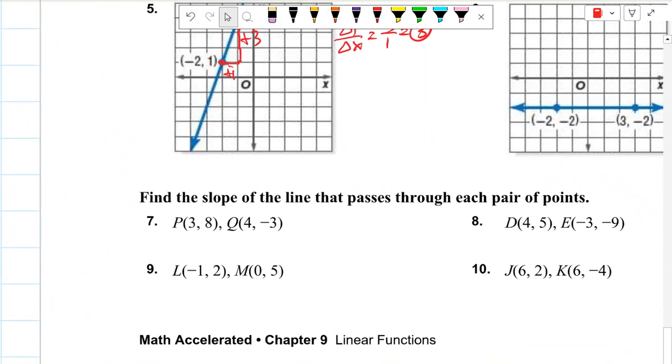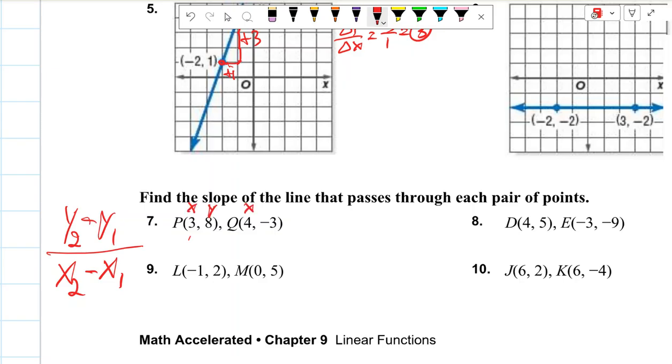Now they give you points. And in the points, you have to remember that you are using y subscript 2 minus y subscript 1 divided by x subscript 2 minus x subscript 1. That gives you m, and m is the slope. So on number 7, this is my x, this is my y. I'm going to call this my first point, and this is my second point. Okay, being very careful to set this up correctly with my parentheses.